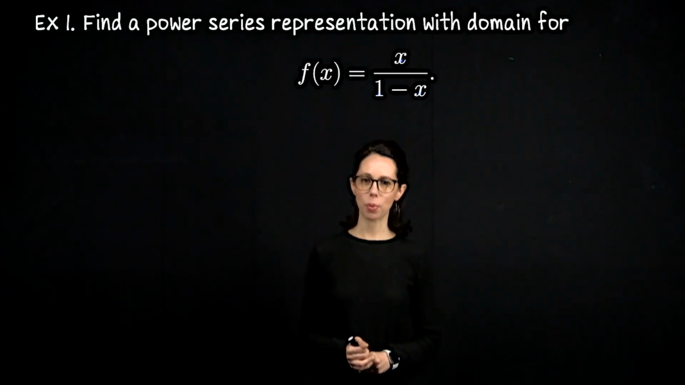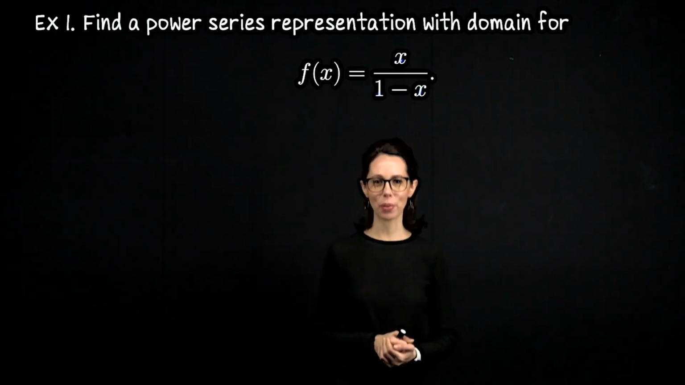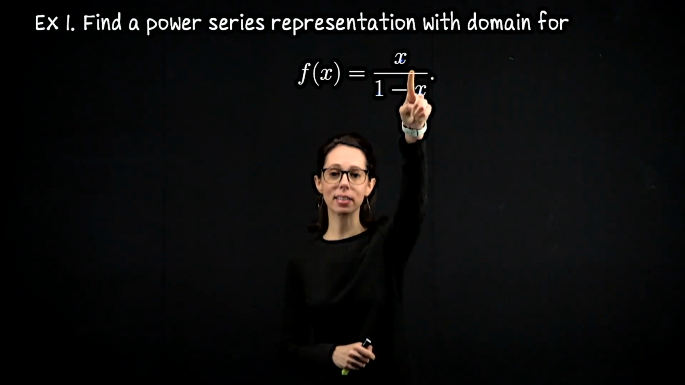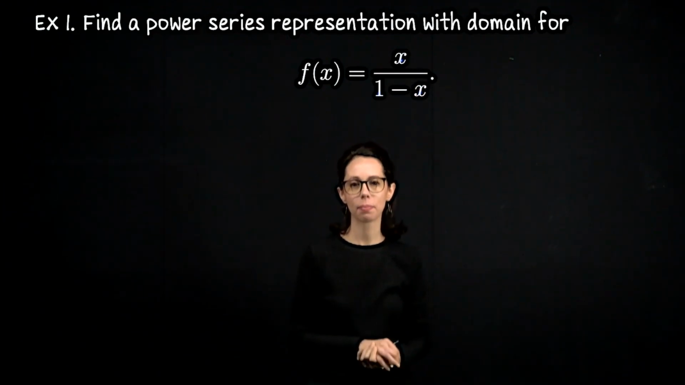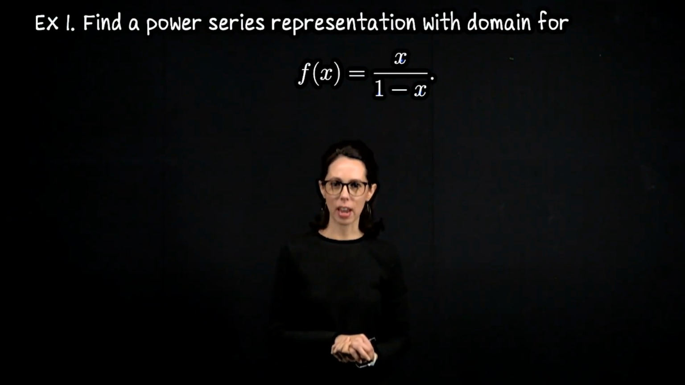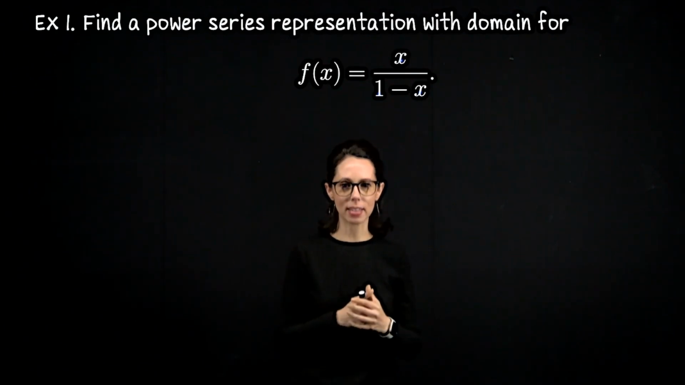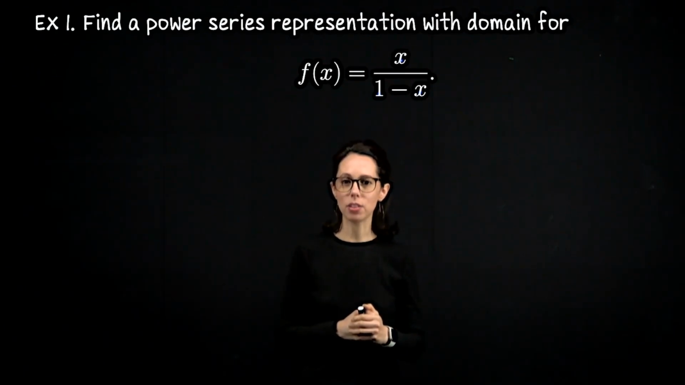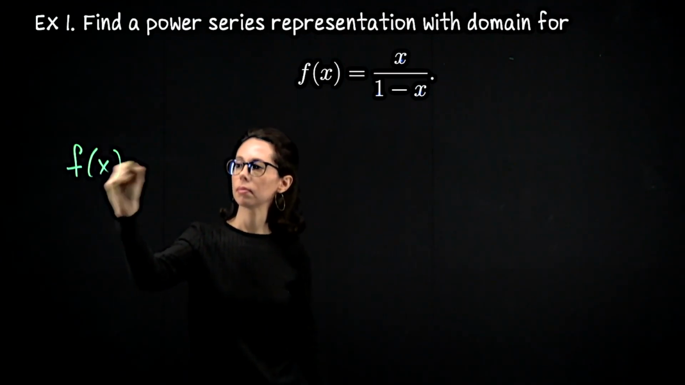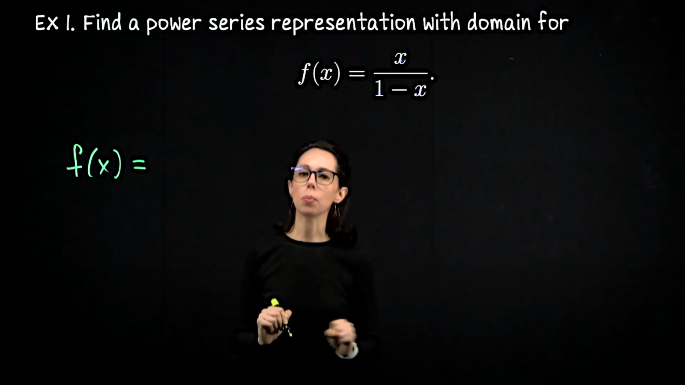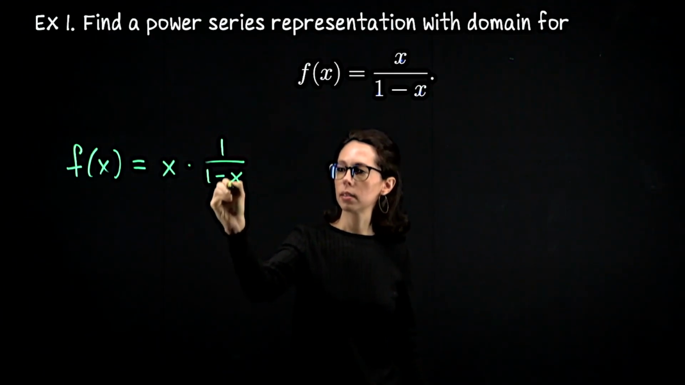For our first example, we would like to find a power series representation for the function which looks very similar to the function we were just discussing, except that the numerator is x. So our function here, f of x, is x divided by 1 minus x. The goal with this kind of exercise is to take this expression and essentially rearrange terms as needed so that you're looking at something that reminds you of 1 over 1 minus x. For this particular example, what we're going to do is take the x from the numerator and pull it in front. So we'll have x times 1 over 1 minus x.